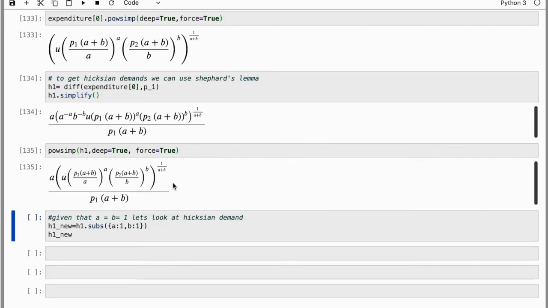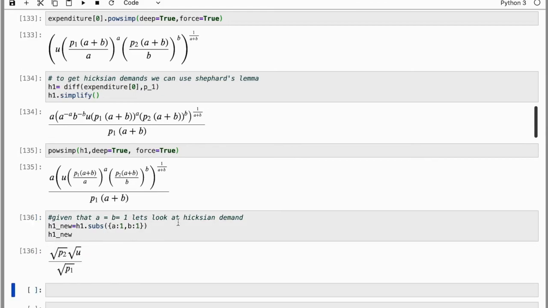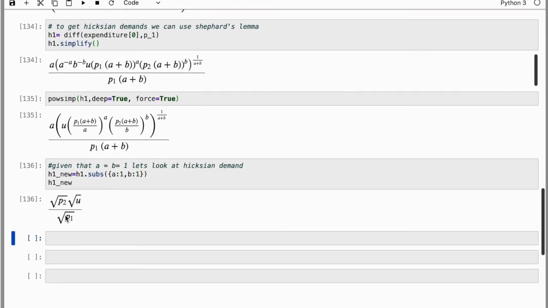This looks a bit messy, but let's say the values of the exponents are 1, so if a equals b equals 1, let's take a look at how the Hicksian demand would look. We can just substitute a and b to be 1 in our function h1 and give it the name h1 new. And indeed, this is what we would get if we actually did the math by hand. So Sympy is a very good tool to solve analytical models. This is a relatively simple model, but it shows us that Sympy is a very strong tool that we can use to solve complex mathematical and analytical models that we do.